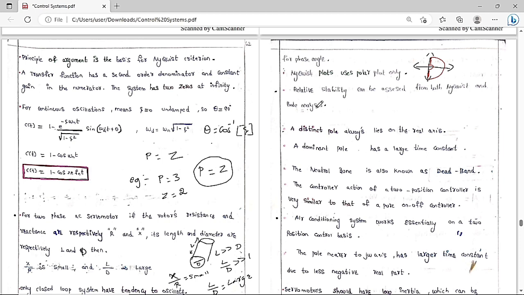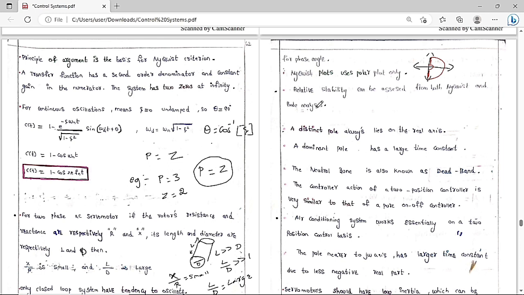The next point is the neutral zone is also known as the dead band. What's the meaning of dead band? Even though the input is non-zero, you still get the output equal to 0. That is called the dead band, or the neutral zone. It indicates that even though the input is not equal to 0, the output is still equal to 0.